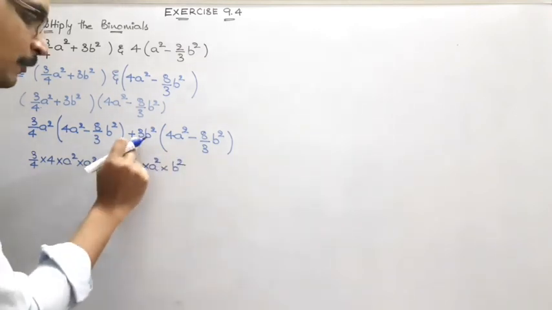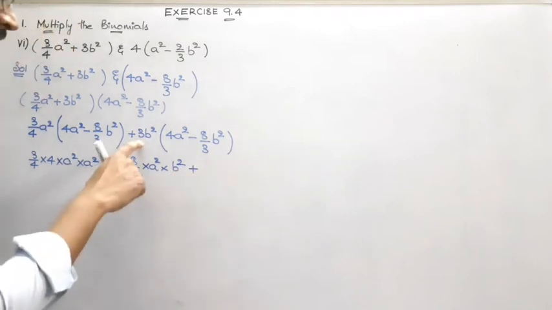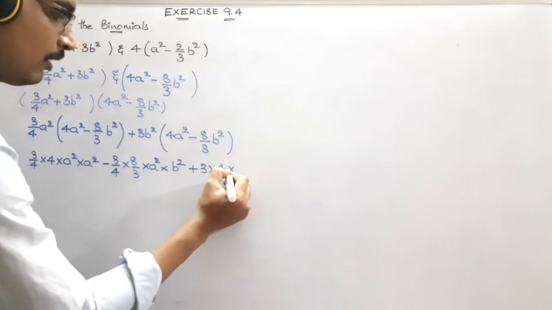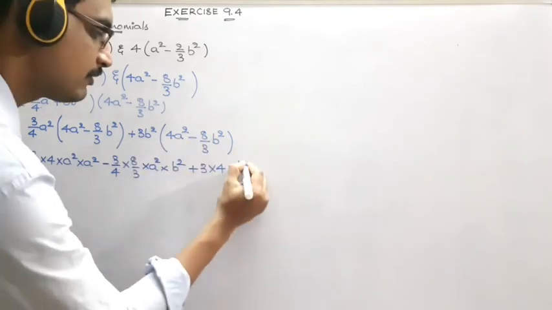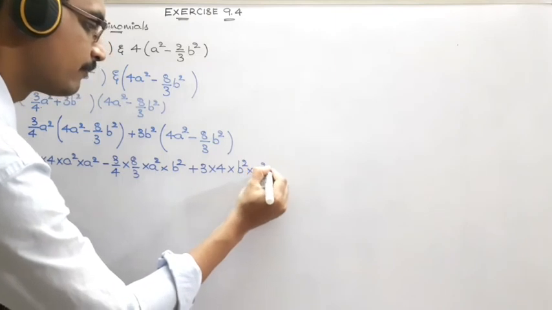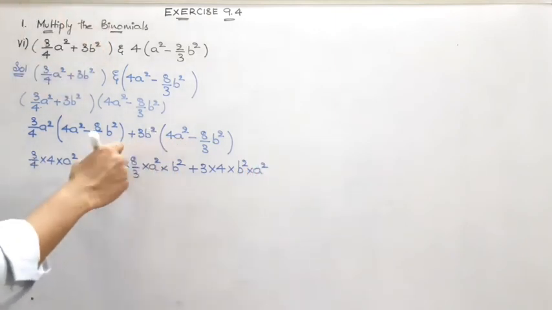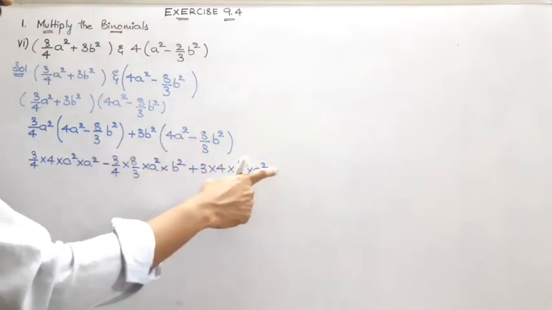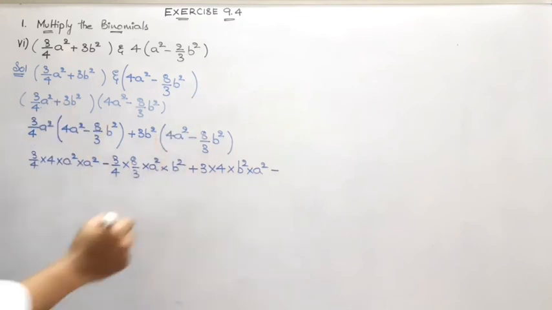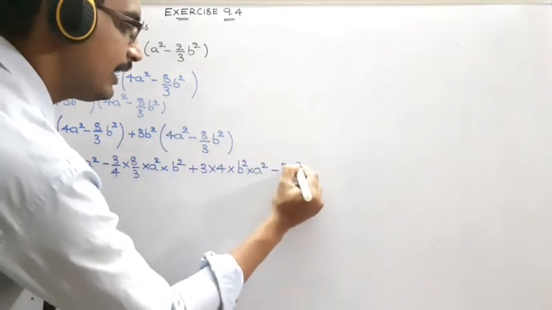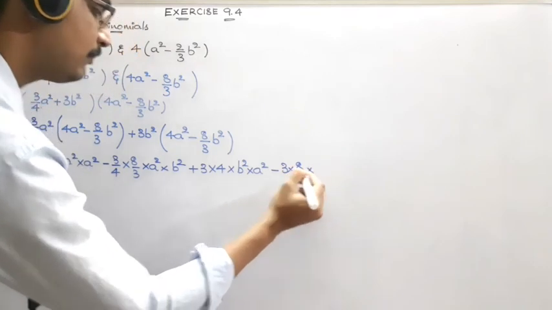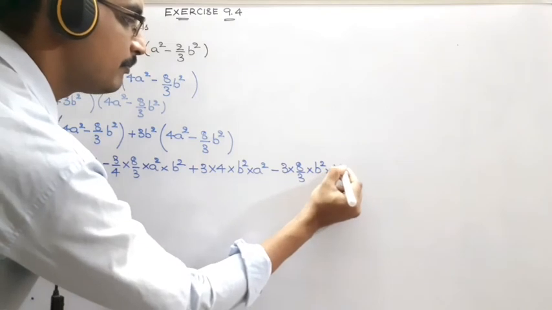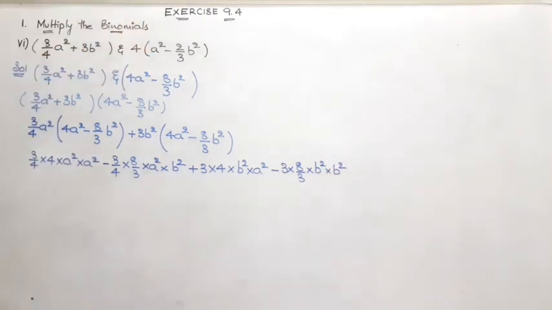Now, plus into plus is again plus, 3 into 4, multiplication of the numerical terms, into b square into a square. Next, plus into minus is minus, 3 into 8 by 3. As I have fixed minus here, no need of taking it as minus 8 by 3. So 3 into 8 by 3 multiplied by b square into b square.